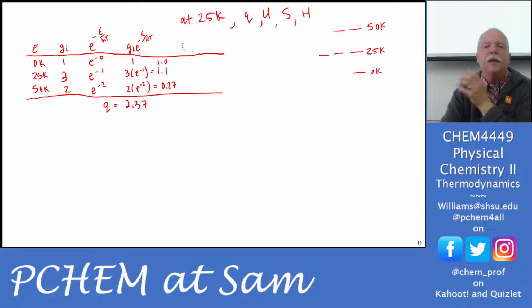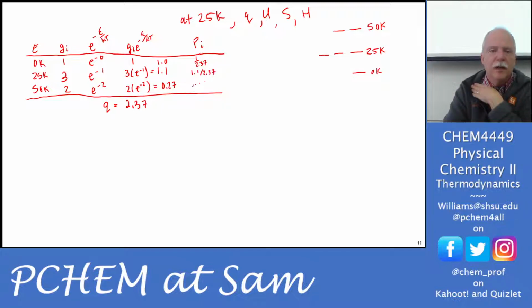Okay. So then our probabilities, let's go ahead and calculate those. So this one is 1 over 2.37. This one is 1.1 over 2.37. And this is 0.27 over 2.37.